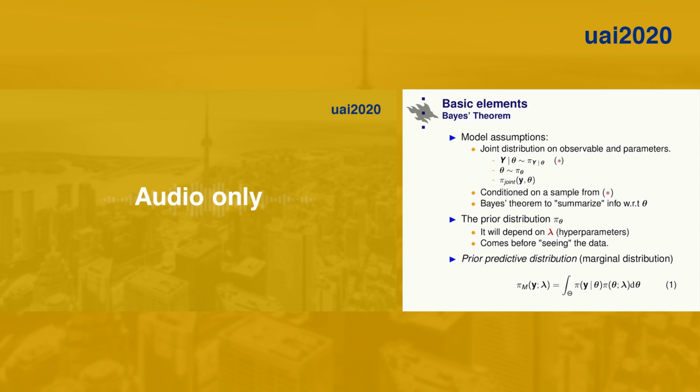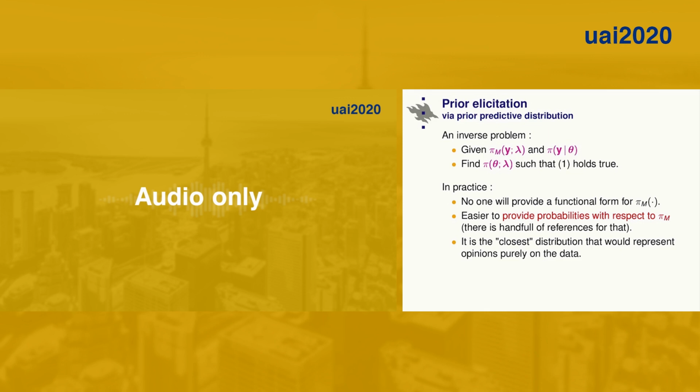The key notion of our method lies in the prior predictive distribution. It's a marginal distribution, a distribution in which the effects of the parameters have been marginalized out. We believe this is the distribution that would represent opinions purely on the data. We can now state an inverse problem. Given opinions purely on the data, here represented by the prior predictive distribution, and the probabilistic model for the data given theta, find the prior distribution such that one holds true.